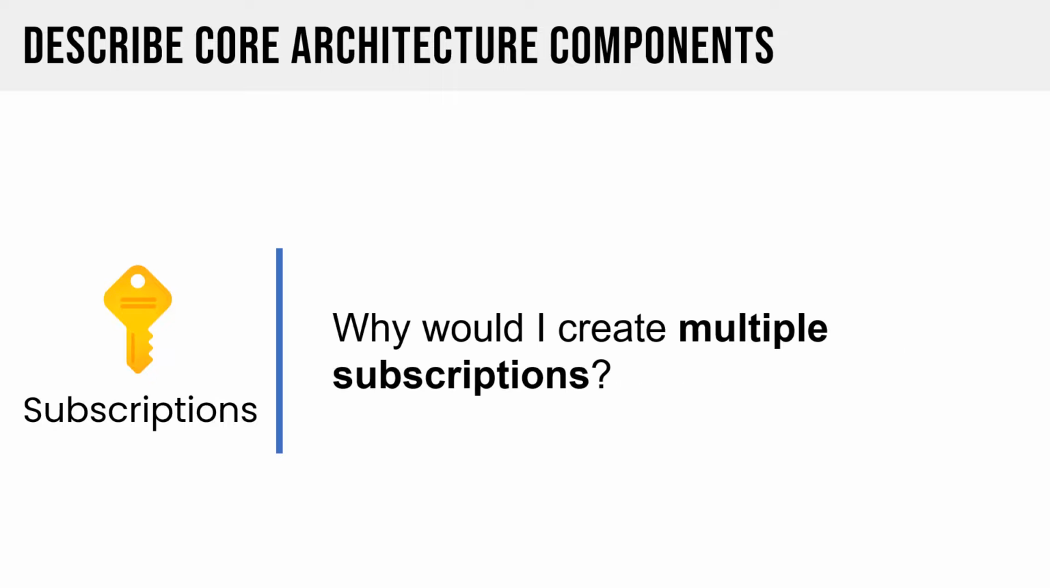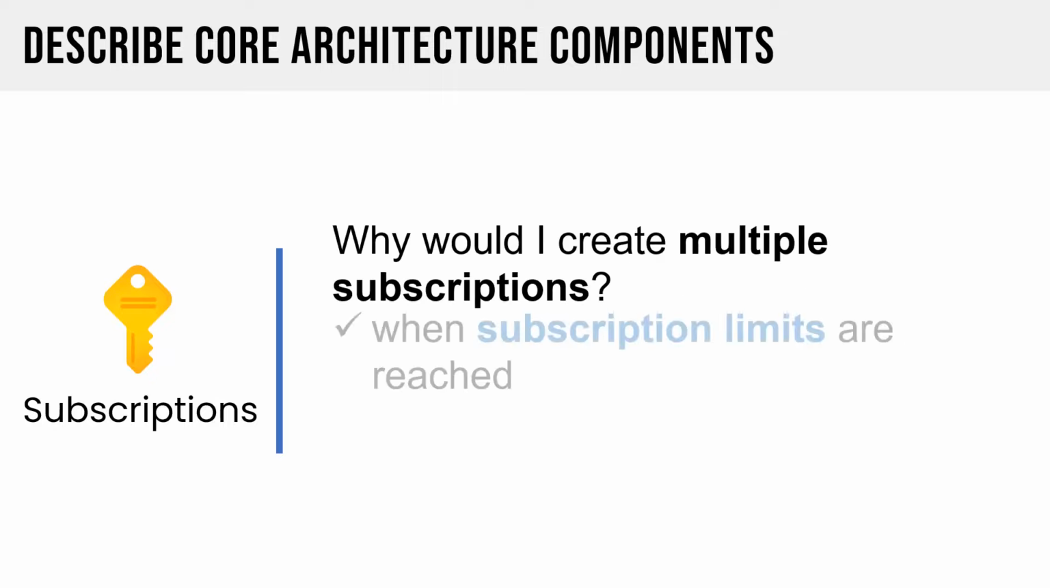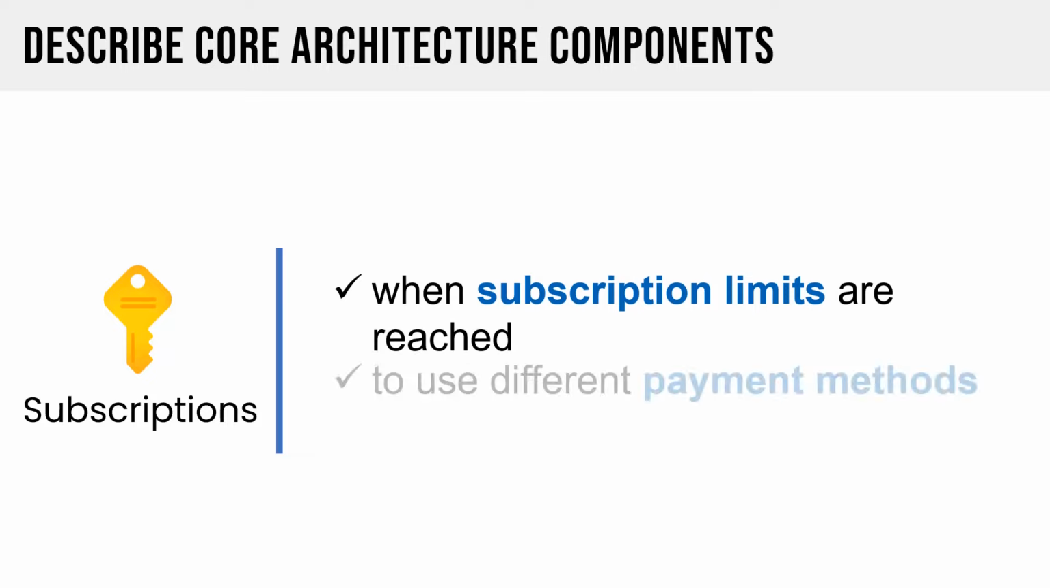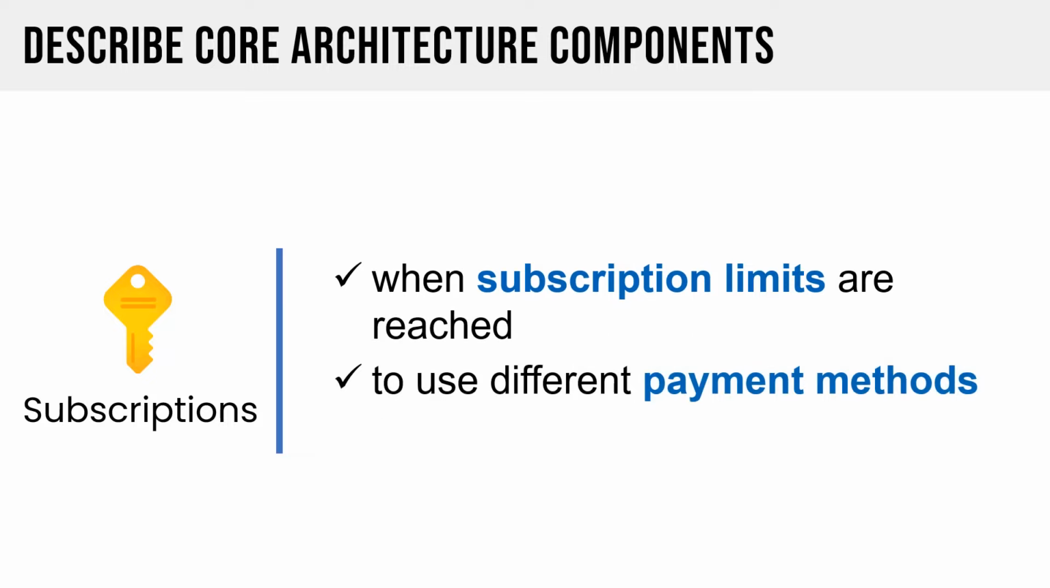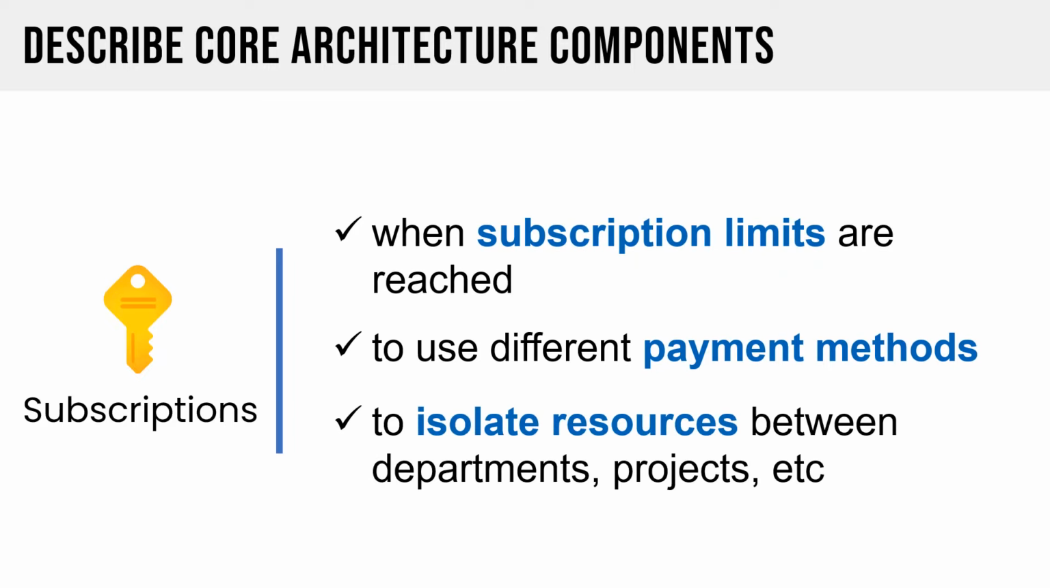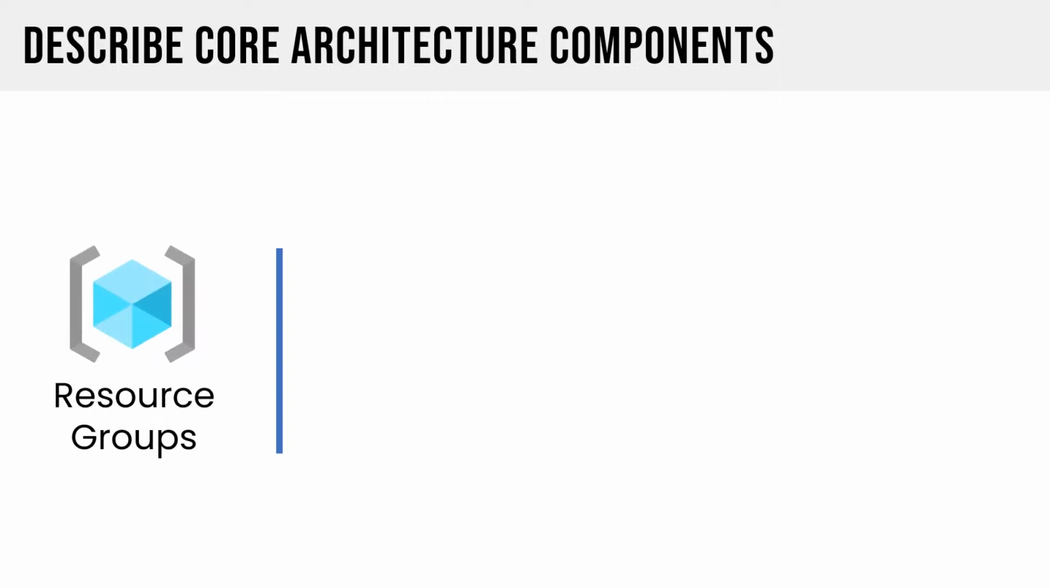So why would I create multiple subscriptions? Well, when subscription limits are reached, we can only create so many of certain types of objects in a subscription. So I might hit a limit. I might want to use different payment methods, so that's going to be a reason to use different subscriptions. I might want to isolate resources between departments, projects, etc. That's a clear security boundary. It could be a billing concern I have, but it could be isolating resources for the sake of security as well. So think of it as a boundary in that respect.